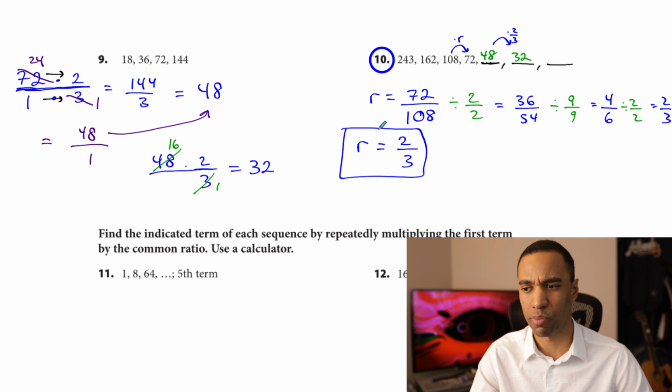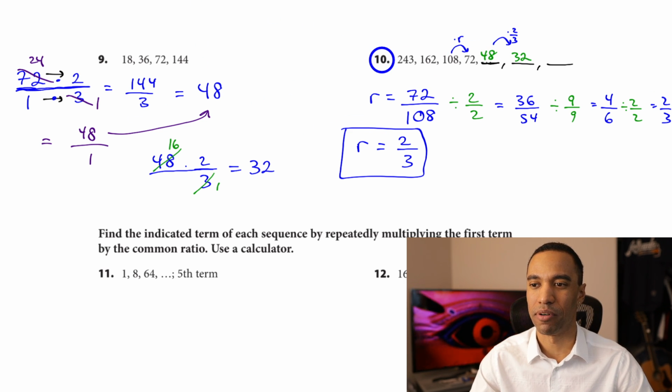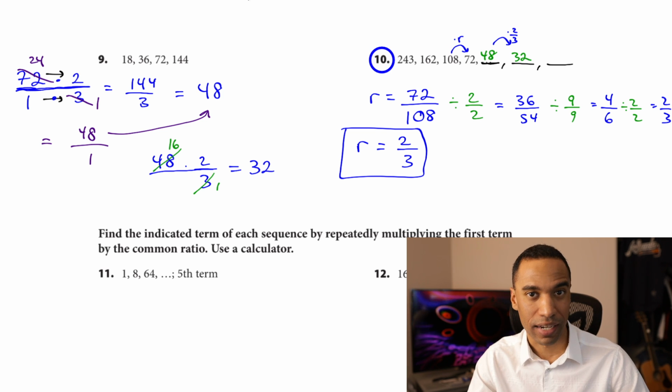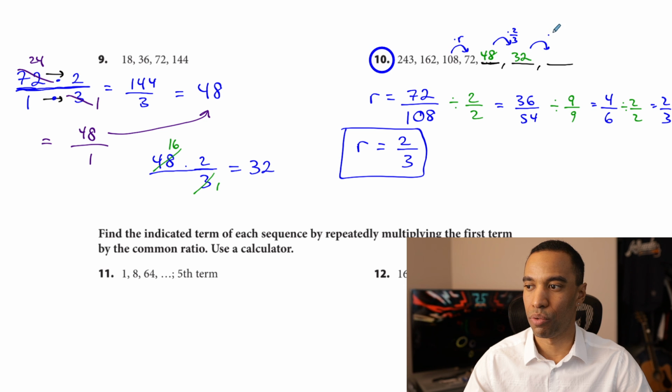Exact numbers. Even if you use the decimal equivalent of 0.6 repeating, I hope it would give you exactly those numbers instead of 31.99999, something like that.